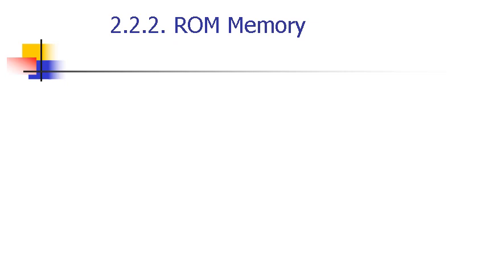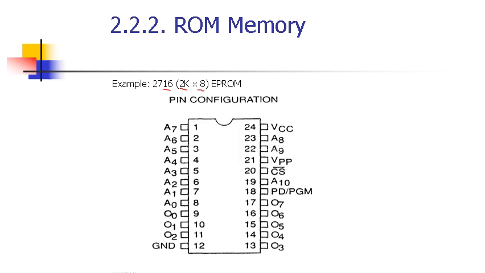Okay, we continue with the ROM memory. This is a representative of ROM chips, 2716. Again, 16 means 16K bits organized as 2K memory locations, each of a byte. And here is the chip 2716. So we have 2K memory locations. This requires 11 address pins. 2 to the power 11 is the 2K.